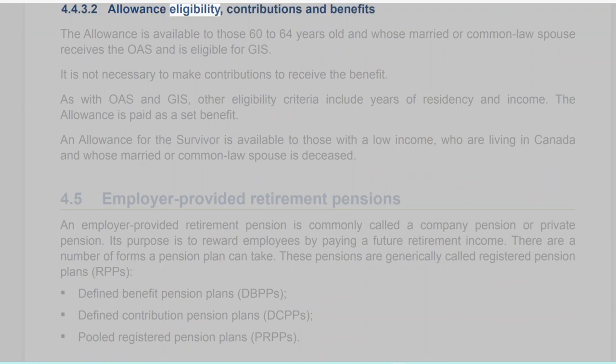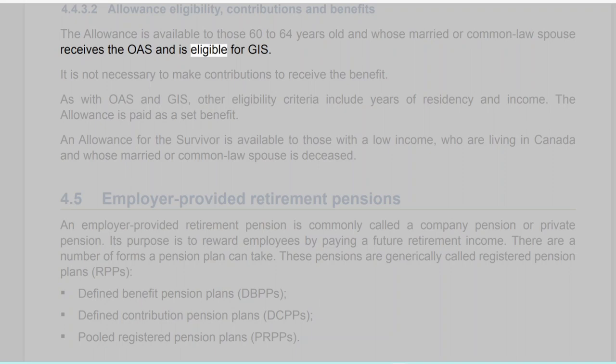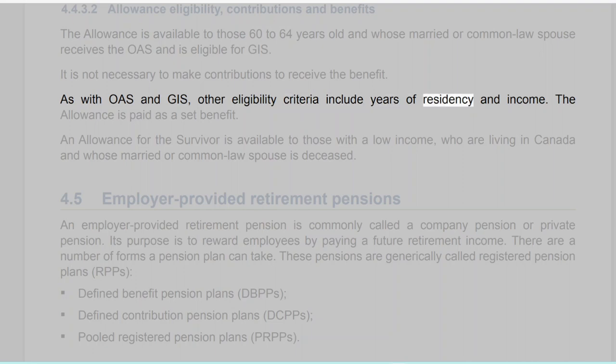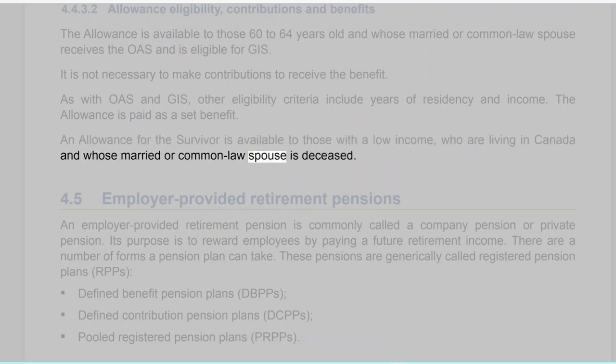3.2 Allowance eligibility, contributions and benefits. The allowance is available to those 60 to 64 years old and whose married or common-law spouse receives the OAS and is eligible for GIS. It is not necessary to make contributions to receive the benefit. As with OAS and GIS, other eligibility criteria include years of residency and income. The allowance is paid as a set benefit. An allowance for the survivor is available to those with a low income, who are living in Canada, and whose married or common-law spouse is deceased.